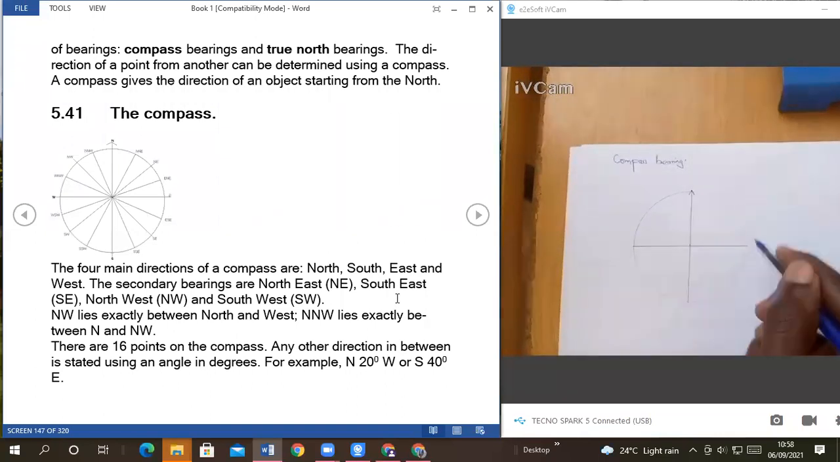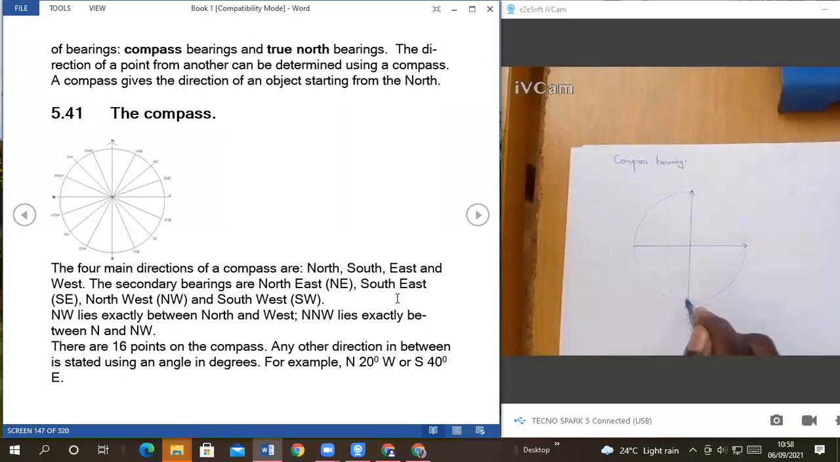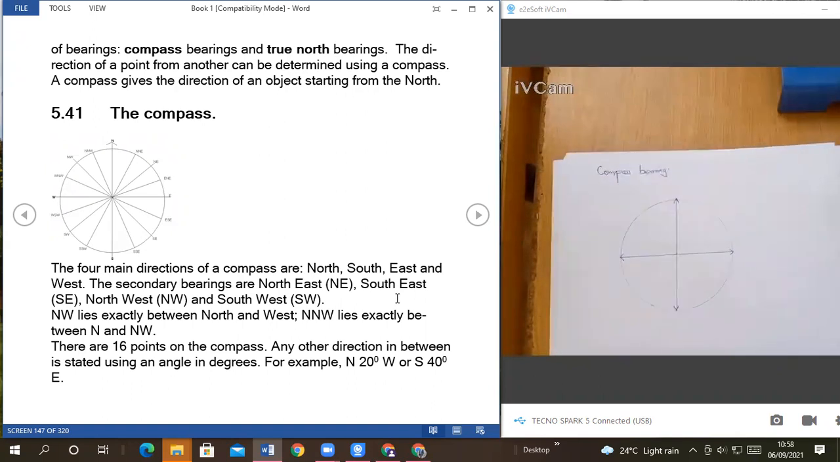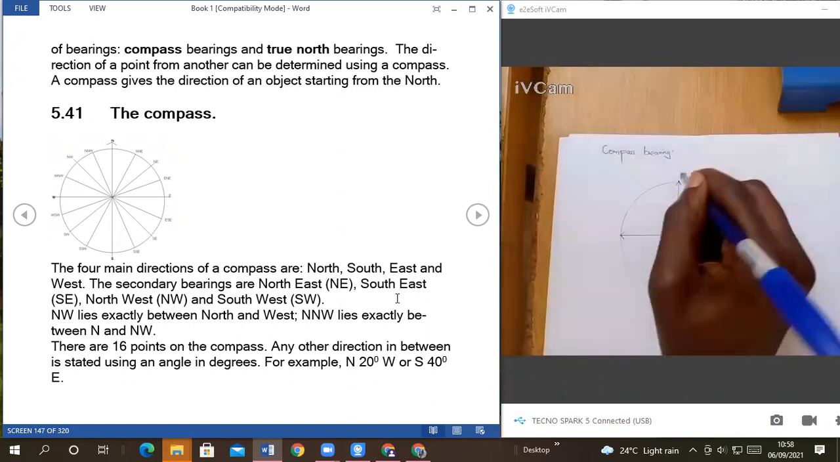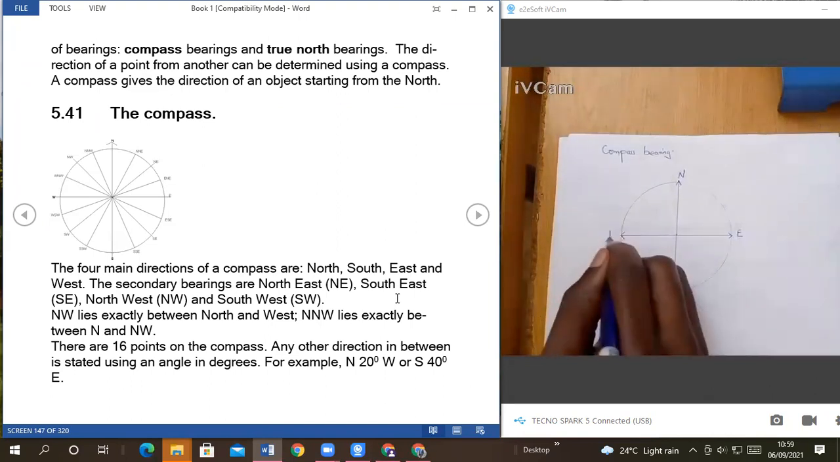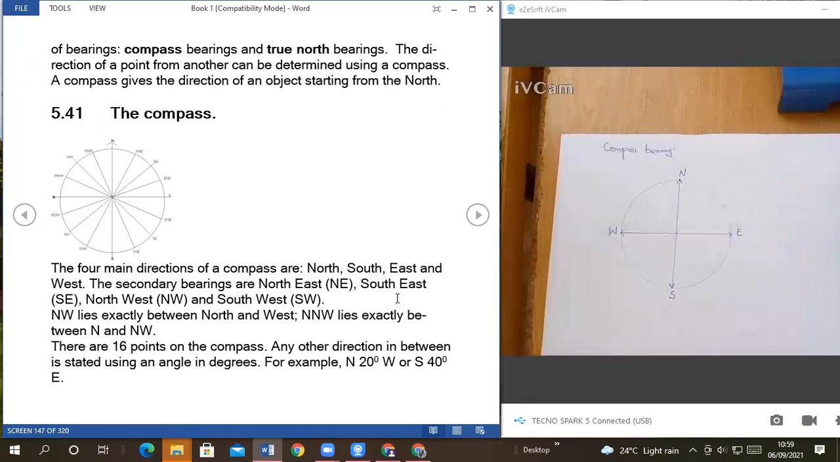So put the arrow. Remember, we are giving direction. The arrow is giving the direction. So this is our what? North. This is our what? East. This is our south. Then this is our west.